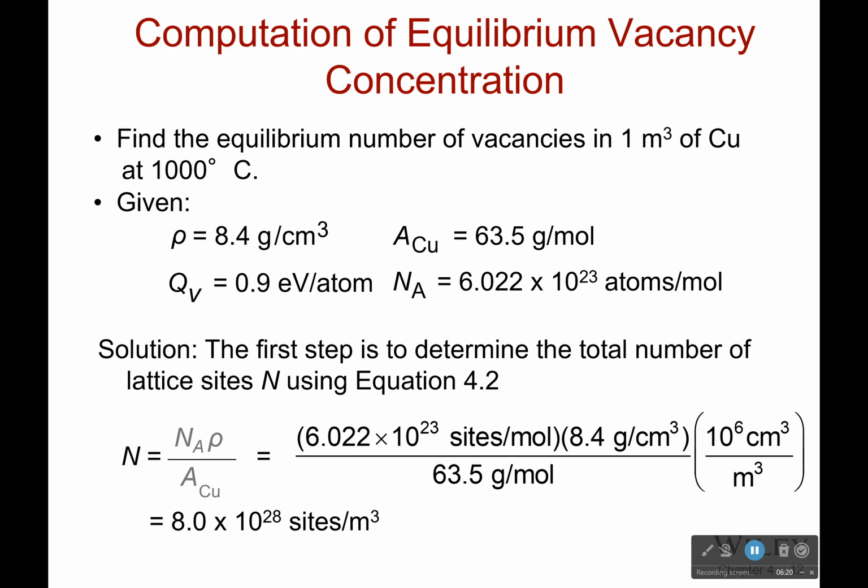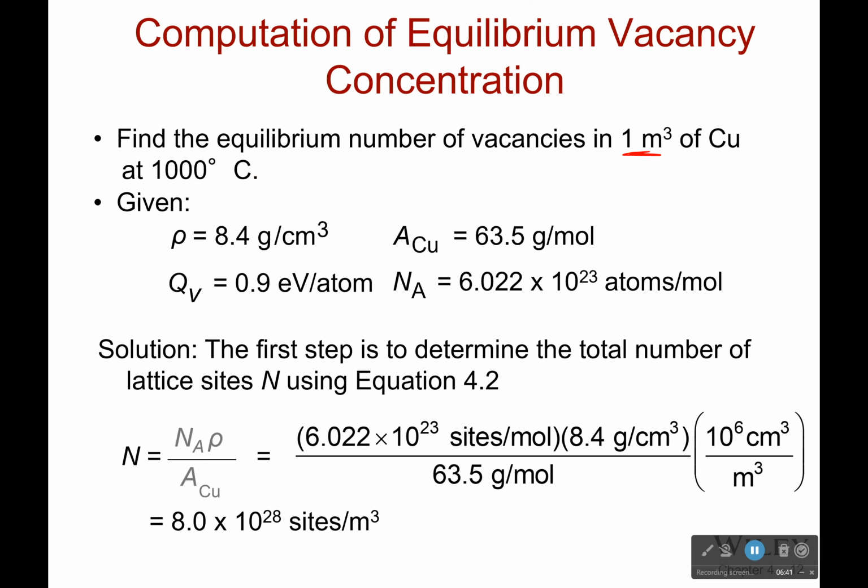The equation's not too terrible. So what we want to know is we want to find the equilibrium number of vacancies in 1 meter cubed of copper at 1,000 degrees Celsius. First off, that's the wrong kind of temperature. It's not the right kind of temperature.